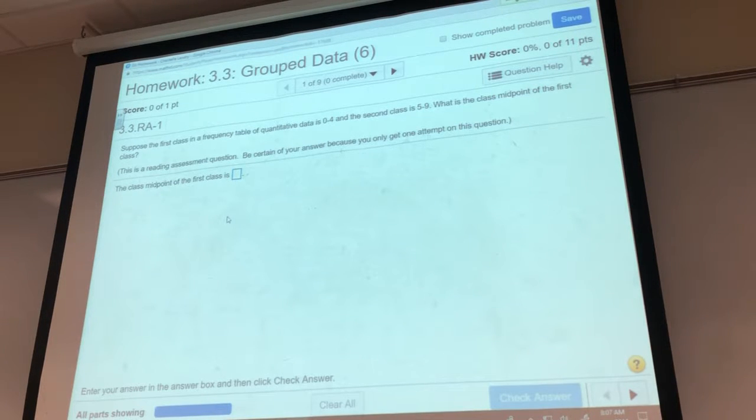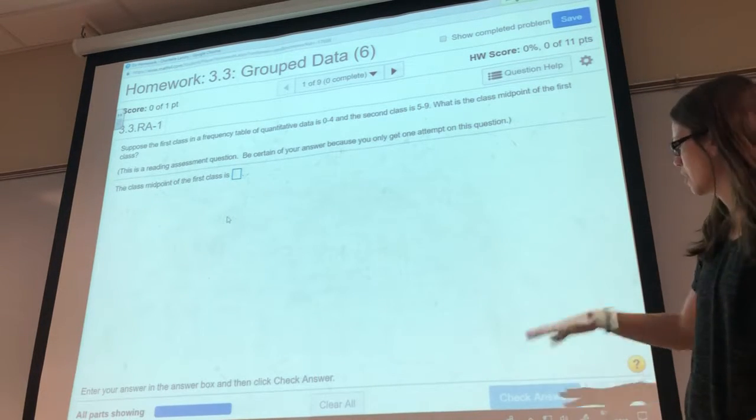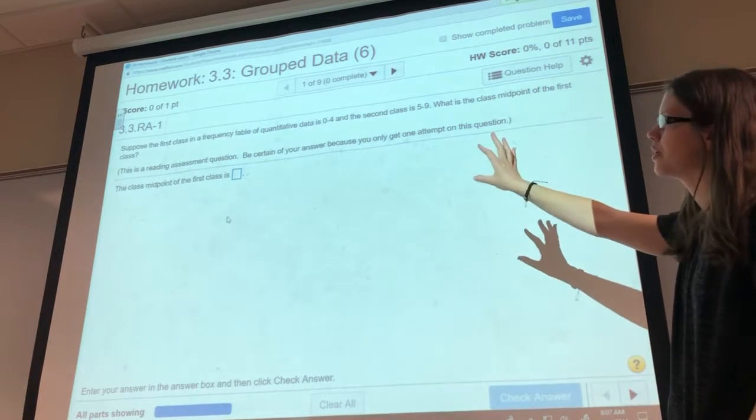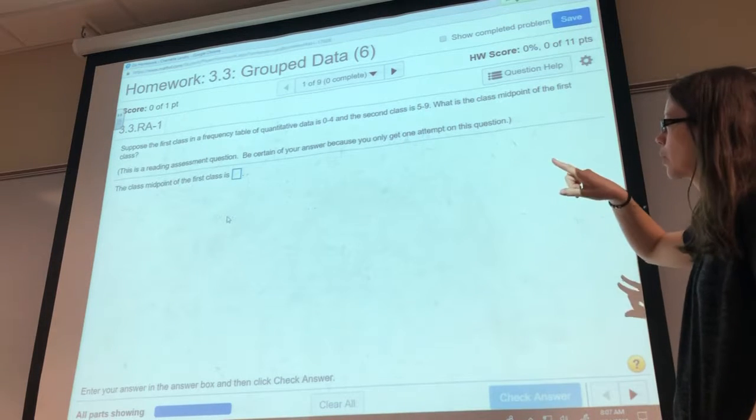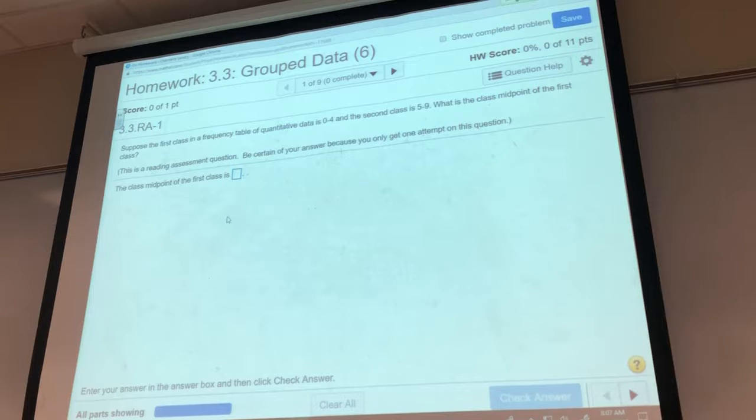So the first one that comes up is one that only gives you 1 chance. I think maybe you get 2 chances. Just be sure when you do this with the class midpoint, you use just the lower class limits. So for this one, you've got your first class is 0 to 4, and your second class is 5 to 9.